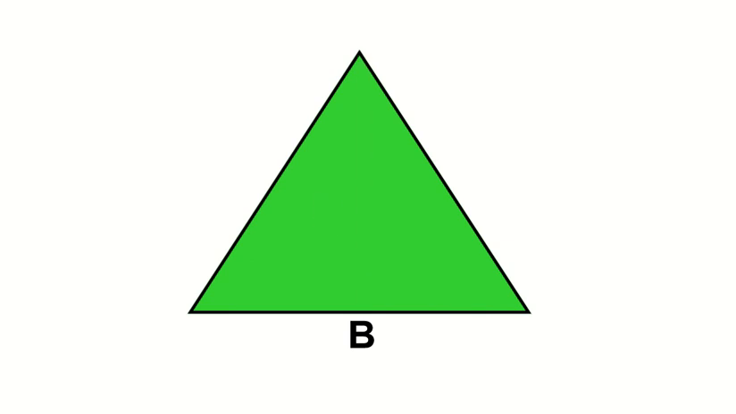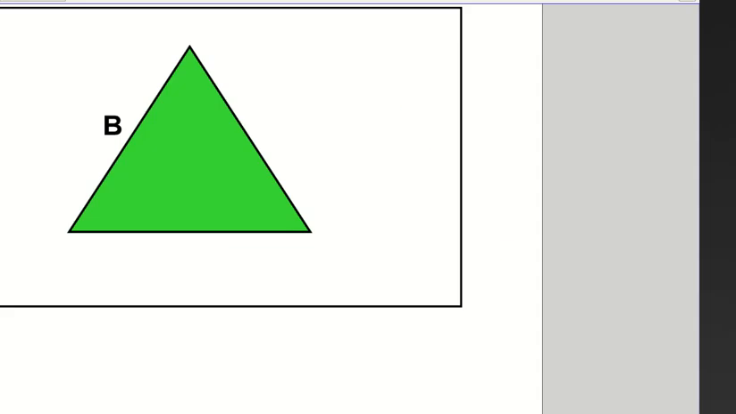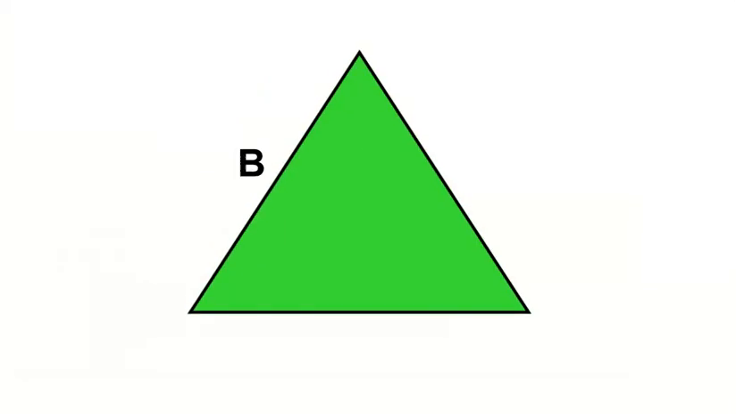If for whatever reason they give you this one, and that's your base, then that means your height is going straight that way. It has to make a 90-degree angle with the base, though. Okay? Everybody follow on that?